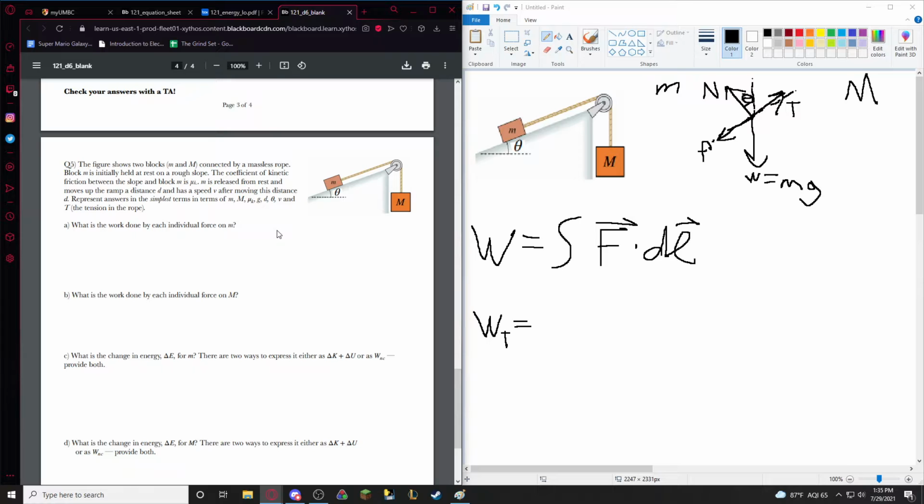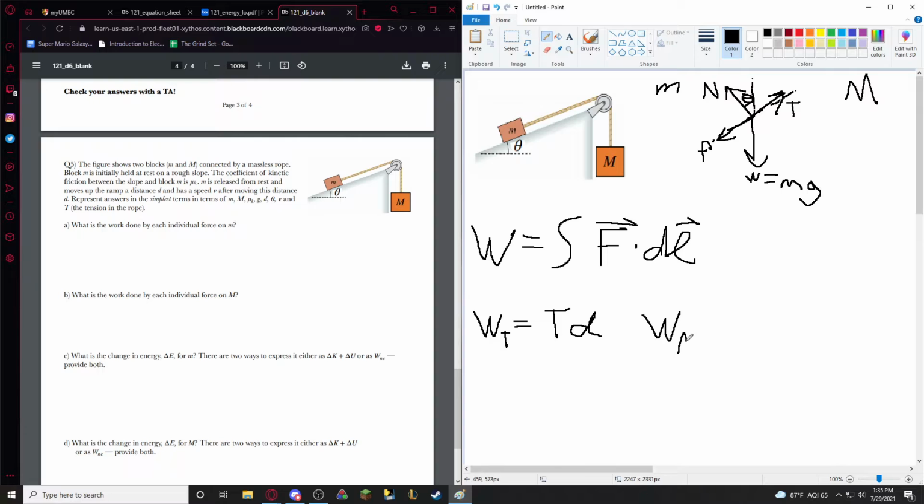Okay, so the work done by tension would be the tension times the distance. Exactly. It's just force times distance, because in the dot product, cosine of 0 is just 1. It's just TD. Boom. It's that easy. Now, what about the frictional force?